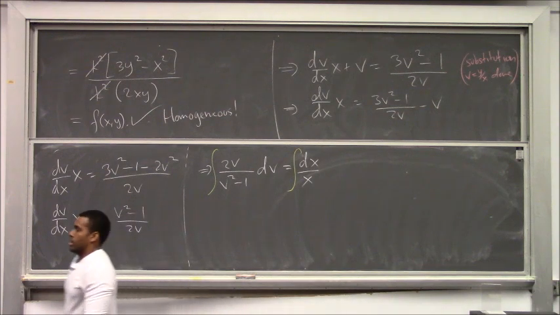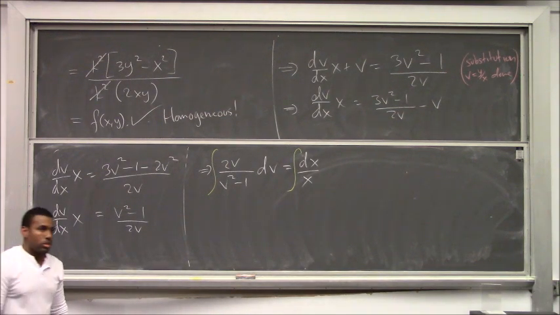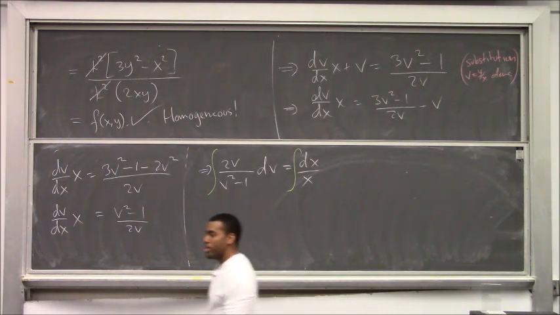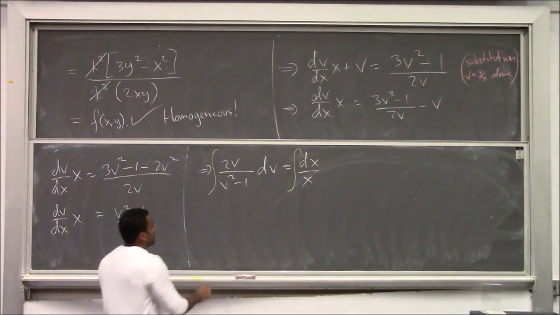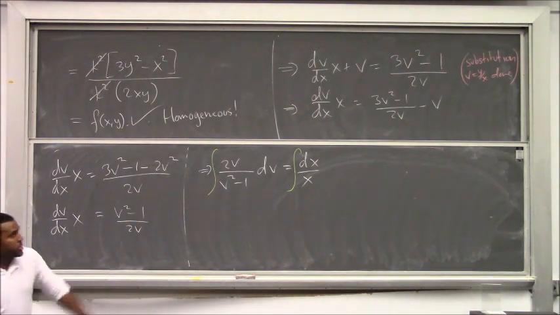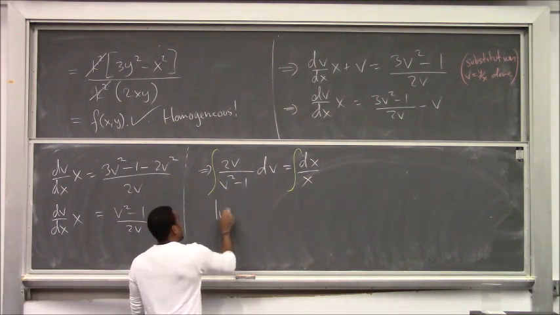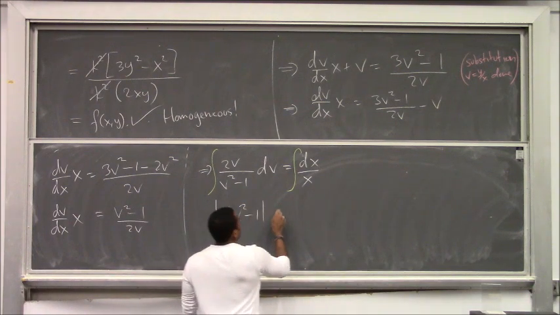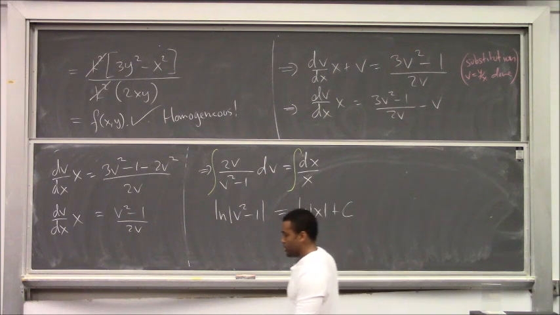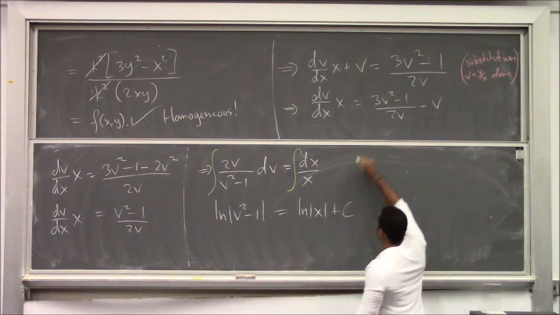Partial fractions? No. You could use u-sub. Why would you do partial fractions? Let u equal v squared minus 1. The du would be 2v. Regular substitution would be the choice here.